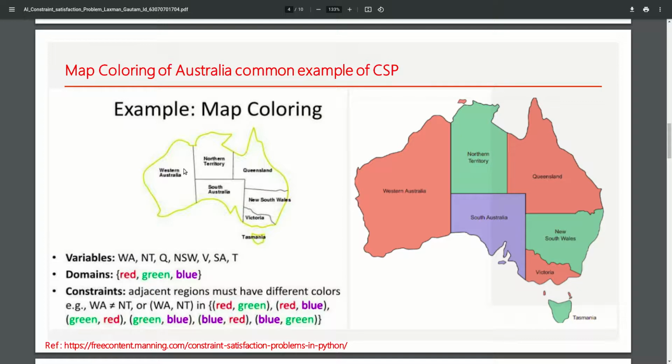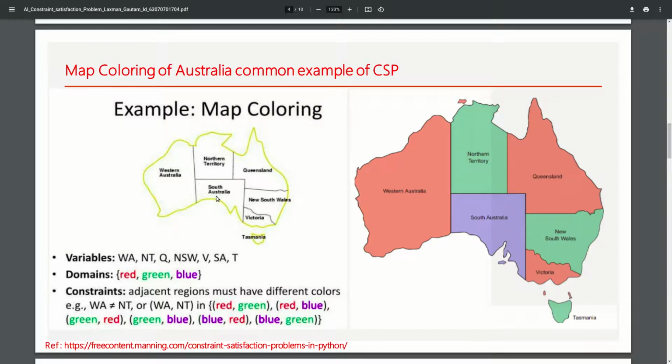Here is the map of Australia with its territories. The variables are encoded as WA, NT (Northern Territory), SA (South Australia) and so on, which are the state names listed as the set of variables, and the domain is the given set of colors. The constraint is that adjacent regions must have different colors. So the color applied to Western Australia should not be the same as in the Northern Territory and South Australia, because they share a border.